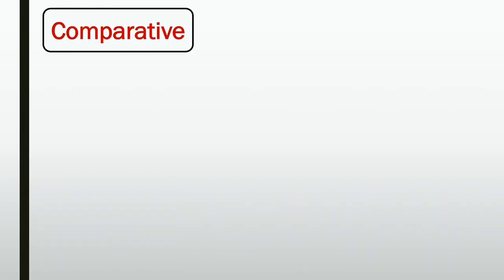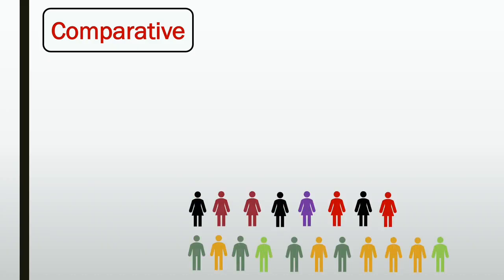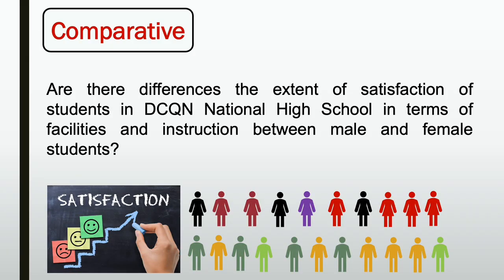Another example: a researcher is also interested to determine if differences exist in the extent of satisfaction of students in DCQN National High School in terms of facilities and instruction, specifically between male and female students. Similar with the previous example, comparative research design is best to use since the researcher is interested in comparing the extent of satisfaction between male and female students in terms of school facilities and instruction.